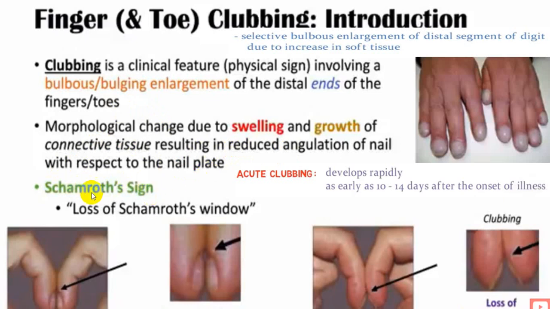There is one sign called Schamroth sign, which we'll be discussing in detail. Here there is loss of the Schamroth window, or diamond-shaped window. When you put your two fingers together, there is a gap seen, and you can see light through it. It is a diamond shape. When this is lost, we call that Schamroth sign, or Schamroth window sign, and that is classical. In clubbing, that window is absent. Here you can see that window clearly, and loss of the Schamroth window is called Schamroth window sign, or Schamroth sign, or some people just call it the window sign.